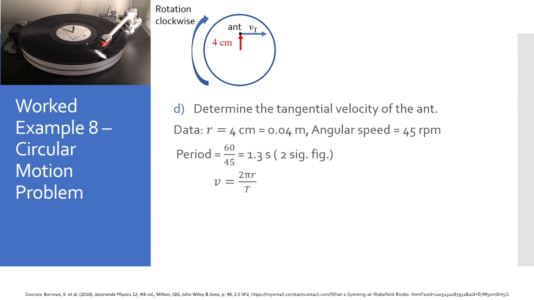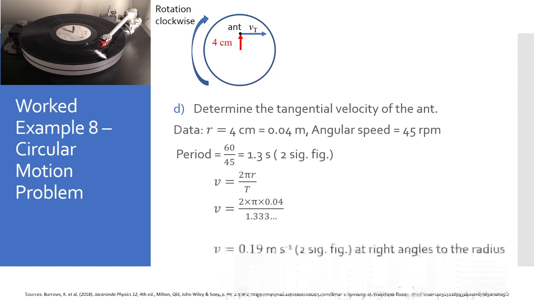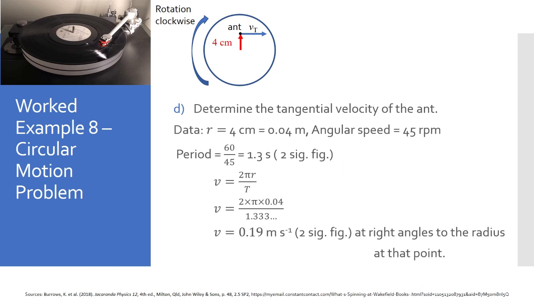In some textbooks that's written as capital P, but T reminds us that it's in SI units of seconds. Substituting 2 pi times 0.04 divided by that 1.3 repeater that we had in the first part there, we find that the calculation ends up as 0.19 meters per second, correct to two significant figures. And of course the direction is at right angles to the radius at that point.